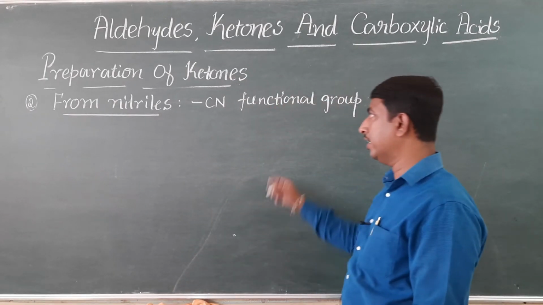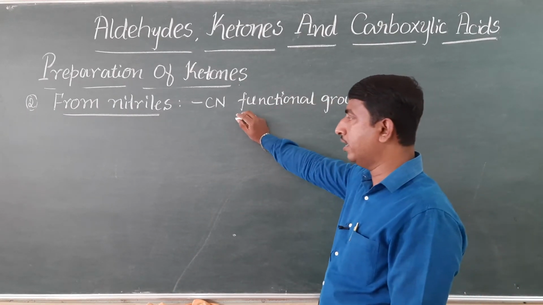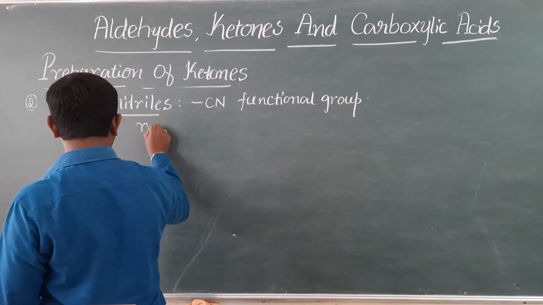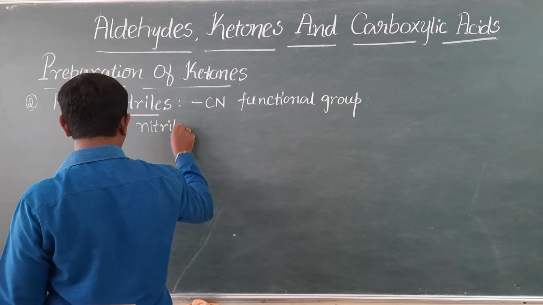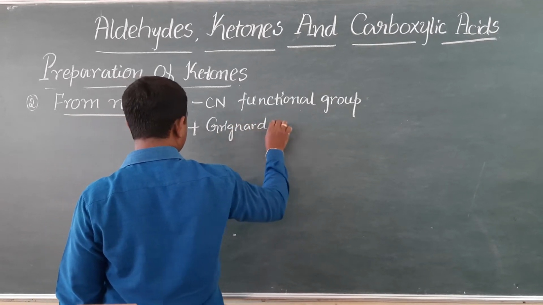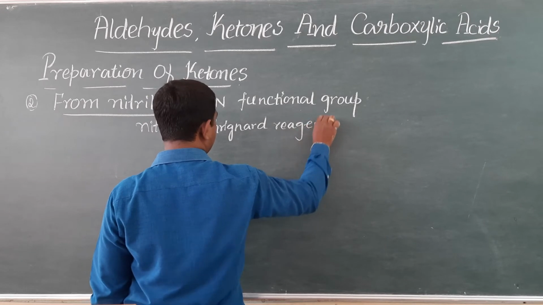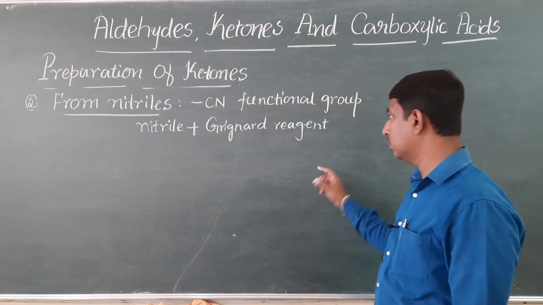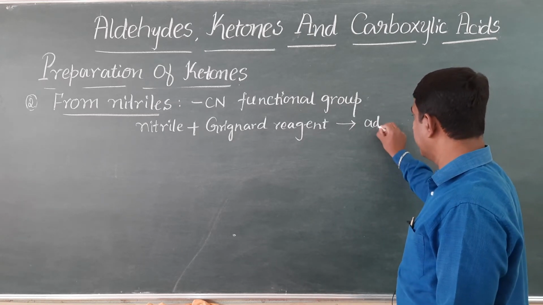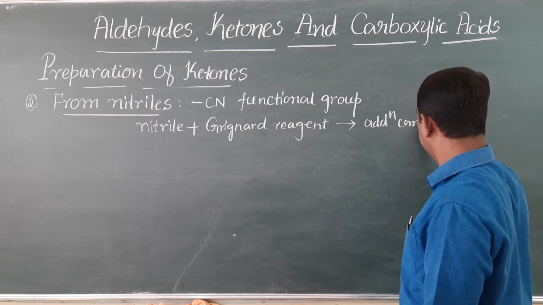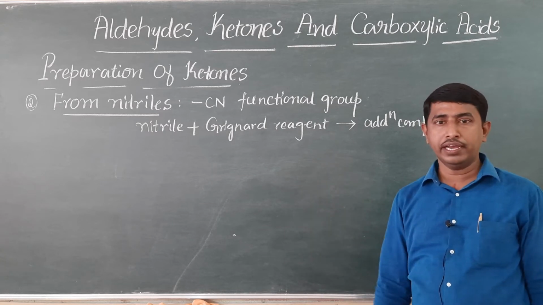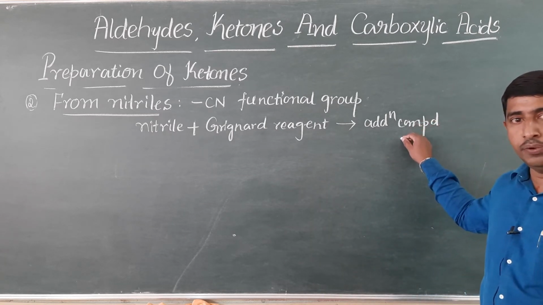What are nitriles? Nitriles are organic compounds which contain the CN functional group. Now what we are going to do is treat nitrile with Grignard reagent. Nitriles are treated with Grignard reagent. A nucleophilic addition reaction takes place, and upon nucleophilic addition, an adduct or addition compound is obtained.